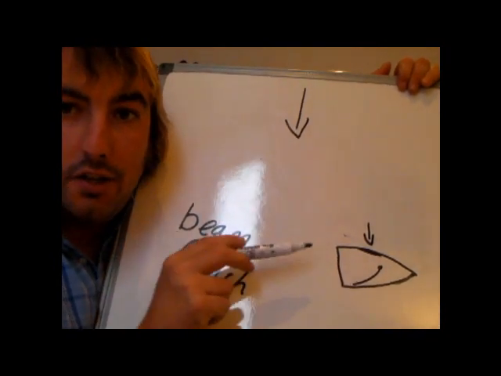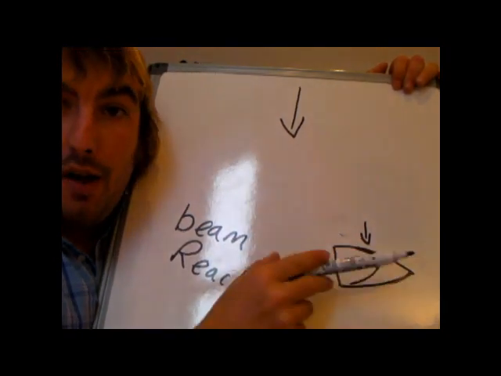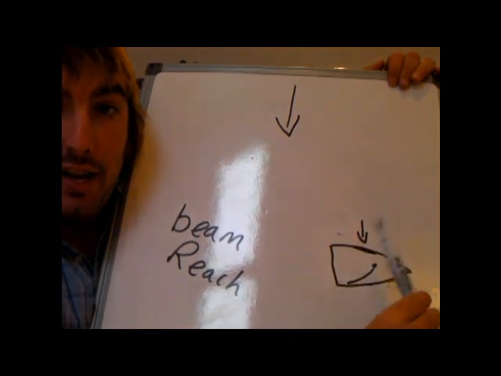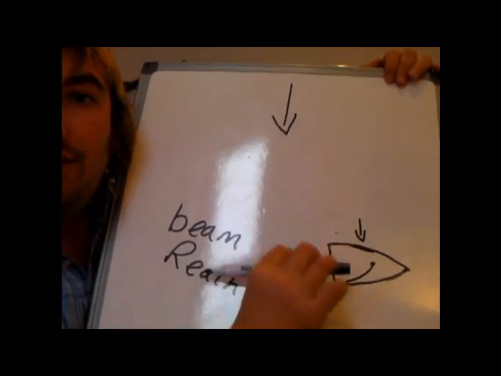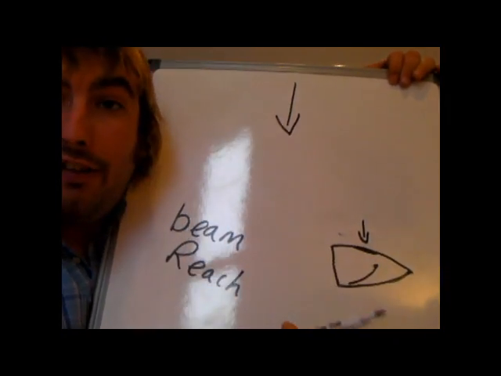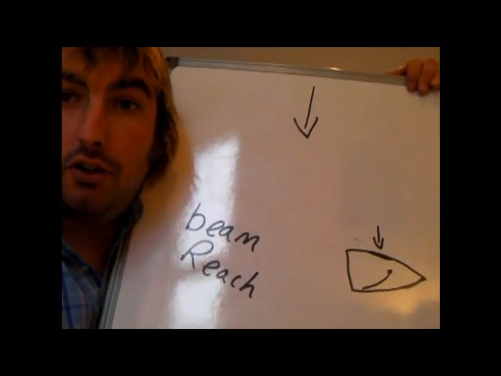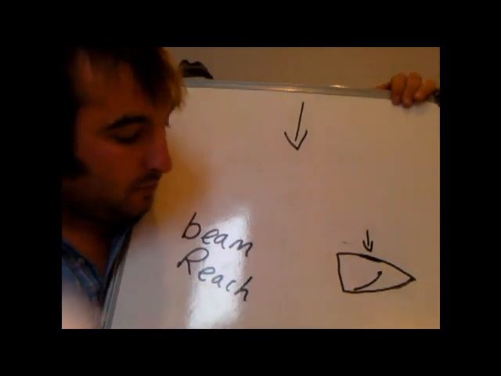So that's our beam reach. We're going across that way, and that would be on a port tack beam reach, and a starboard tack beam reach will be going this way. And quite often that's the first point of sail you'll start off on your Compass and Crew course.